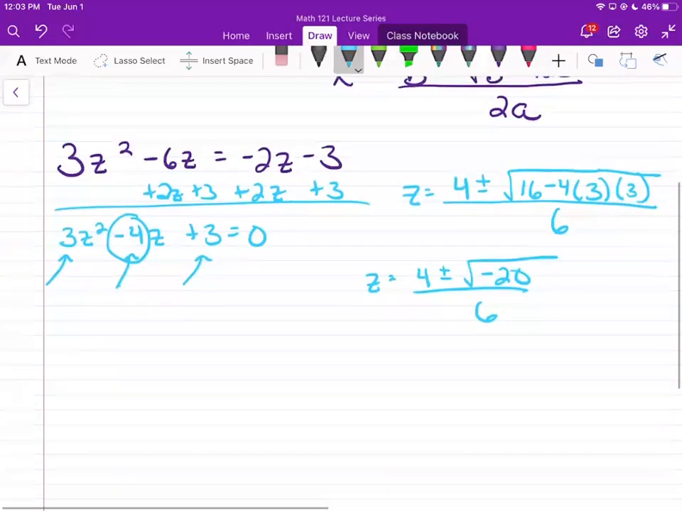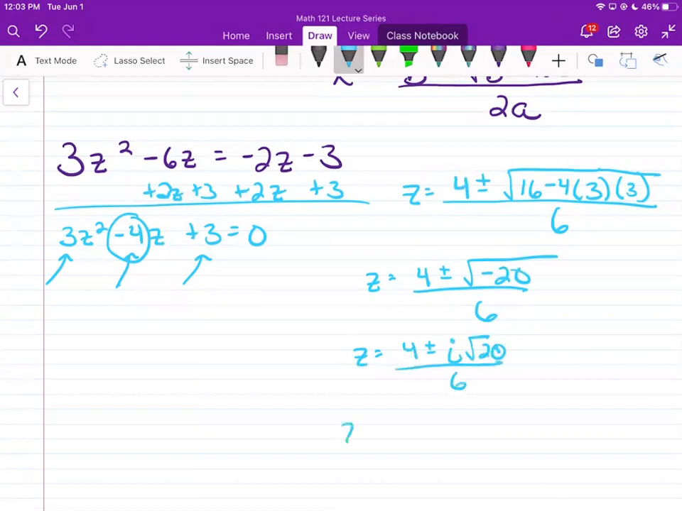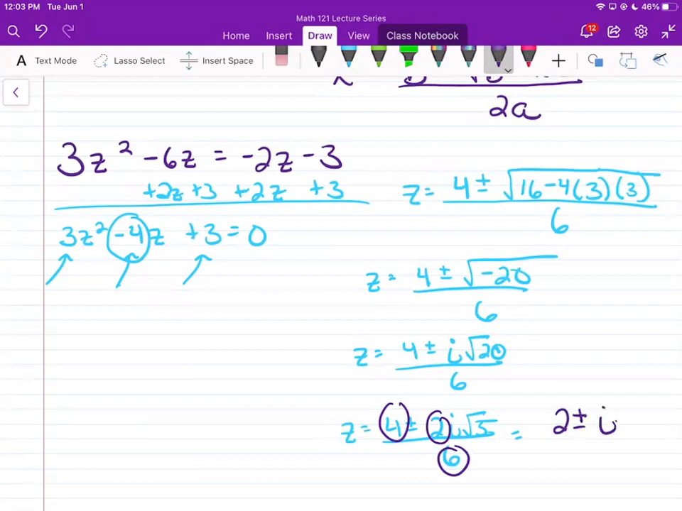If you remember from our video on complex numbers, the first thing I do when I see a negative under that square root is I'm going to pull out an i. And then when I factor that 20, I get z equals 4 plus or minus 2i square roots of 5 all over 6. Notice that all of those first pieces are divisible by 2, and I end up with 2 plus or minus i square roots of 5 over 3.